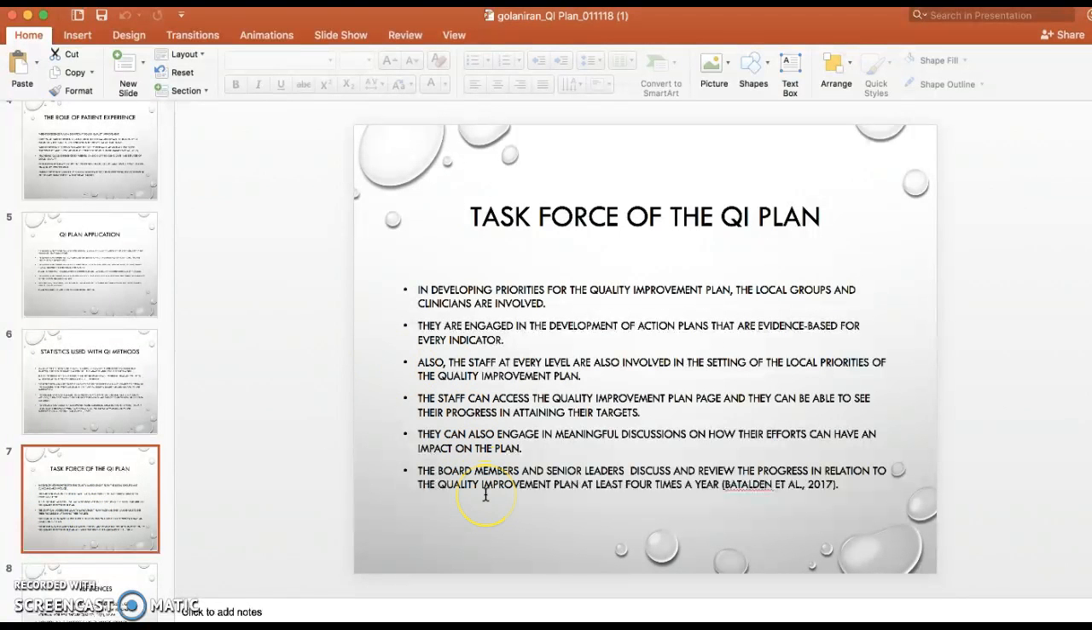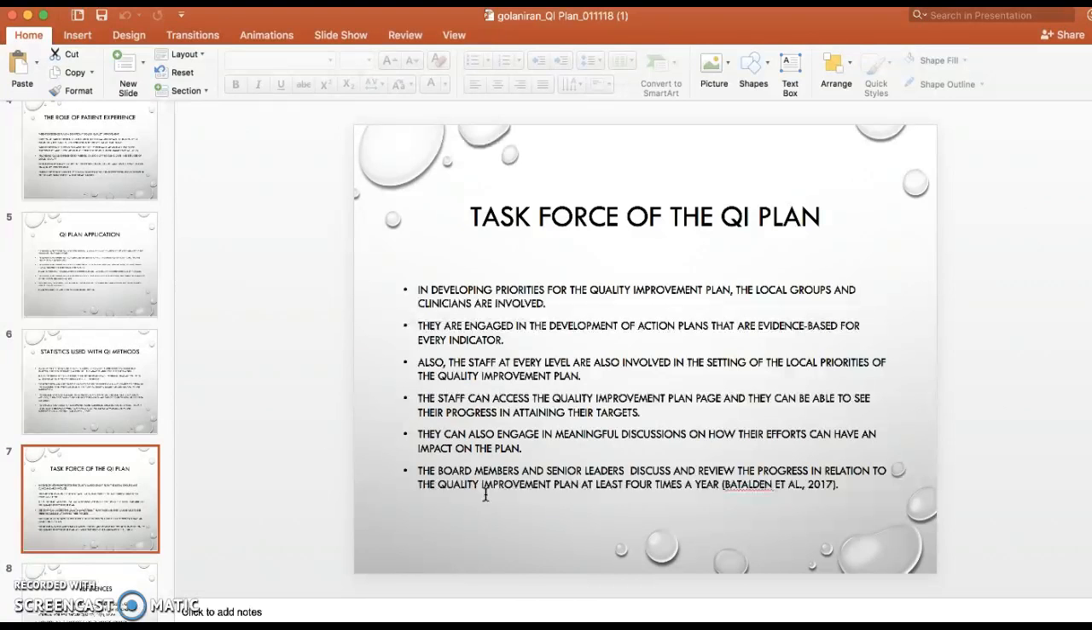Last but not least, the task force of the quality improvement plan. In developing priorities for the quality improvement plan, the local groups and clinicians are involved. They are engaged in the development of action plans that are evidence-based for every indicator. Also, the staff at every level are involved in the setting of the local priorities of the quality improvement plan.